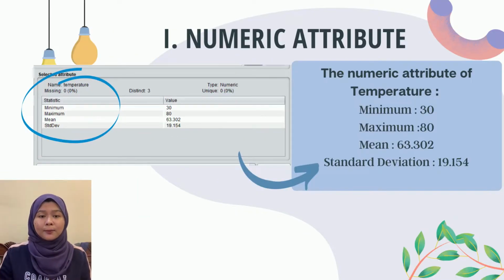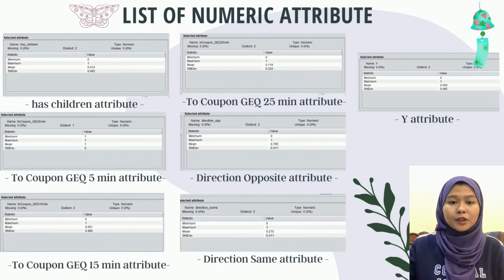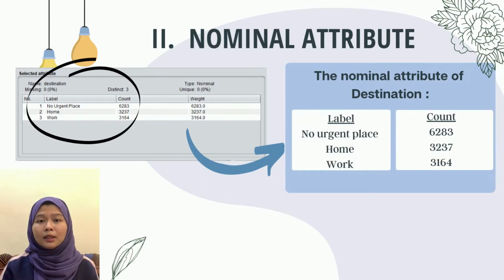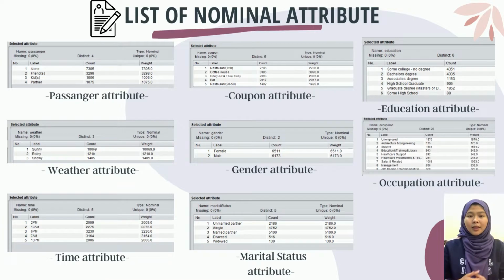In the numeric attribute, we can find out details such as the maximum, minimum, mean, and standard deviation for each attribute in our dataset. So, this is the list of numeric attributes in our dataset. While in the nominal attribute, we can get the label and count that can be seen in the picture. So, this is the list of nominal attributes in our dataset.